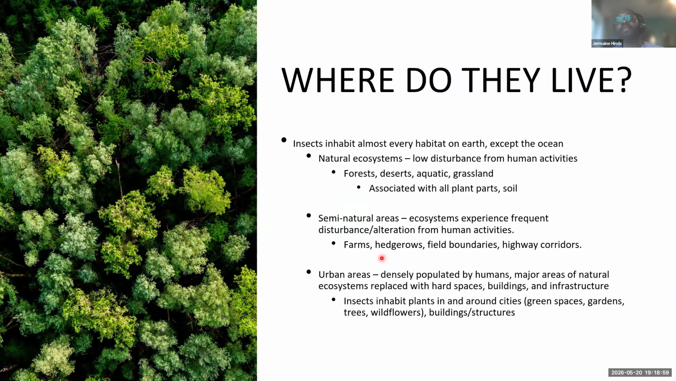And so insects inhabit plants in and around cities. They can live in buildings, in close proximity or in close relation to humans. And they can cause damage to buildings and structures, nuisance, filth, those kinds of things.